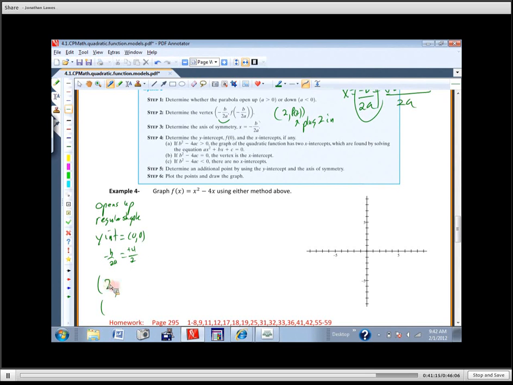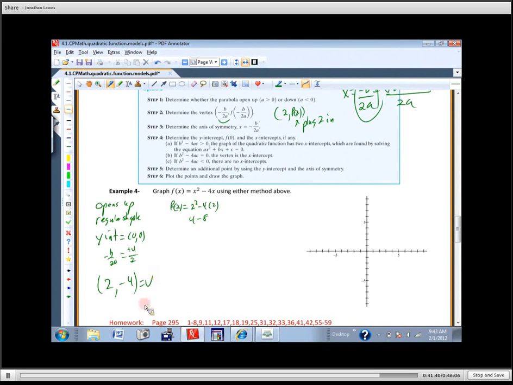That's going to be a 2, right? Okay. Wow. Works out to be what we thought it was going to be. So then we're going to plug this in here. So let's figure out what f of 2 is. So this is going to be 2 squared minus 4 times 2. 4 minus 8. So that's going to be negative 4. That is the vertex.